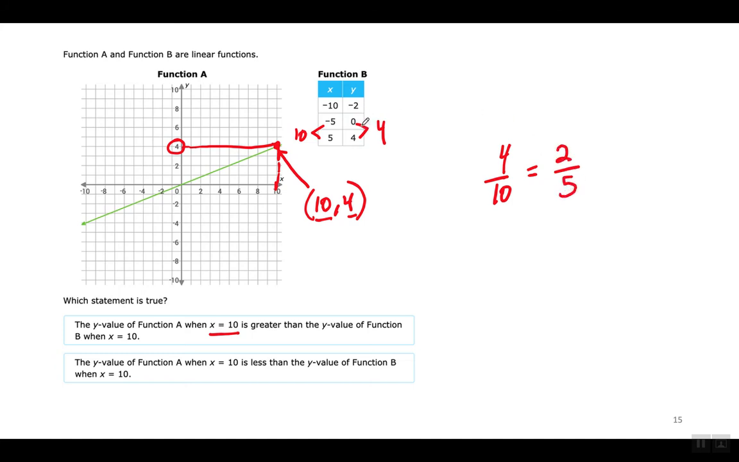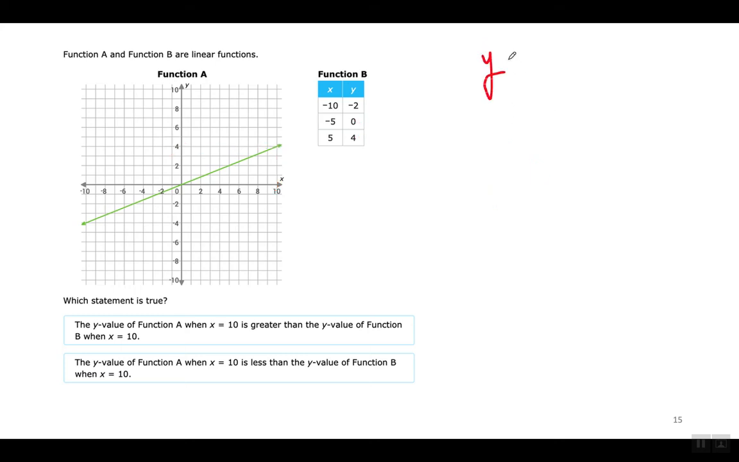Alright, so the slope is 4 over 10, because remember the distance from negative 5 to positive 5 is 10. So 4 over 10, and when you simplify that by dividing the top and the bottom by 2, you get 2 over 5. So for function b, the slope is 2 over 5. And now to find the y-intercept, let me erase some stuff here. Y equals 2 over 5x plus b.